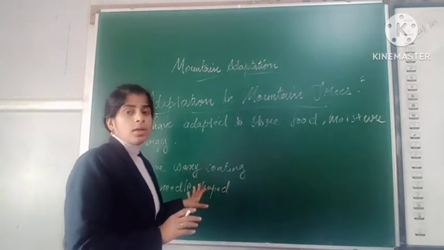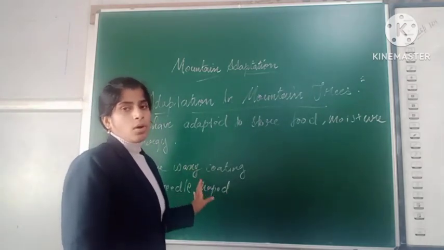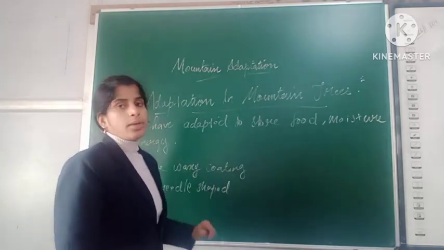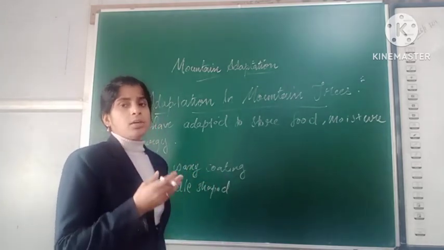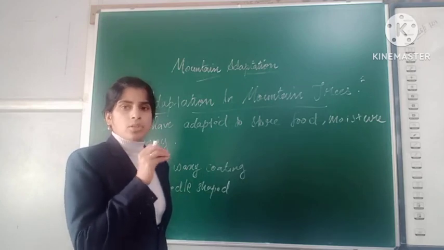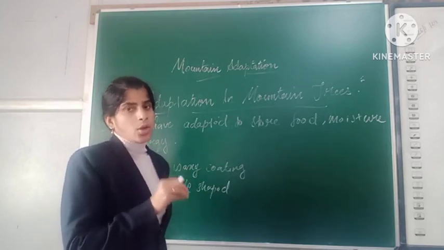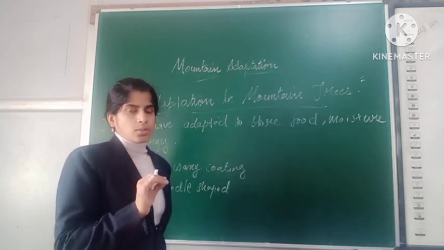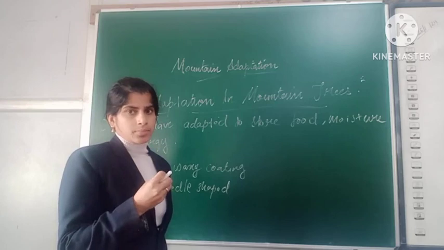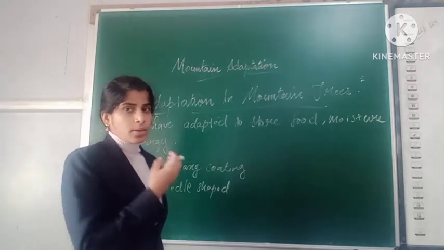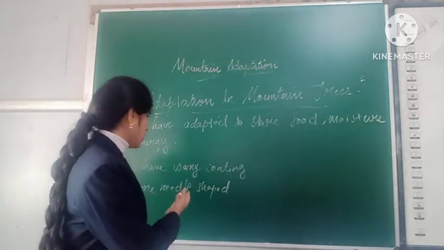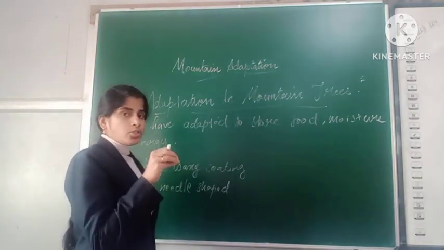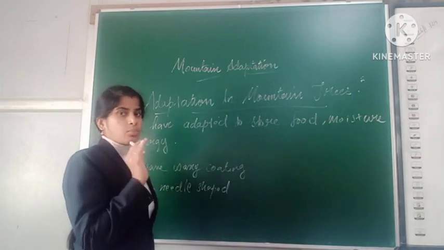The leaves of mountain trees have a waxy coating. This helps them prevent moisture loss and store moisture inside. The mountain has a thin layer of soil, so the soil becomes dry and does not retain much moisture. So this waxy coating helps keep the moisture inside. That means it is protective.